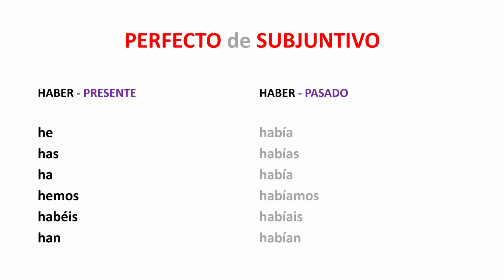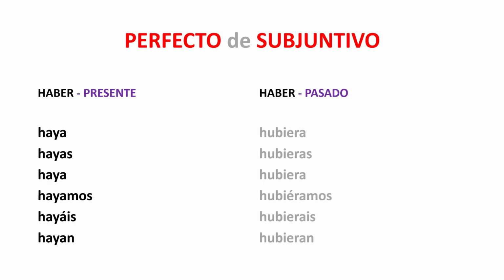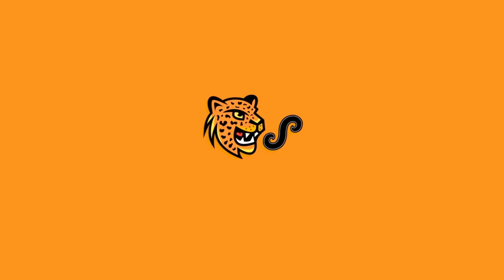We've seen how haber is formed both in the present indicative and in the past indicative, as well as the present subjunctive and the past subjunctive, as well as how you might start to use them in a sentence. Now it's your turn to start to practice. Subjuntivo en el perfecto.